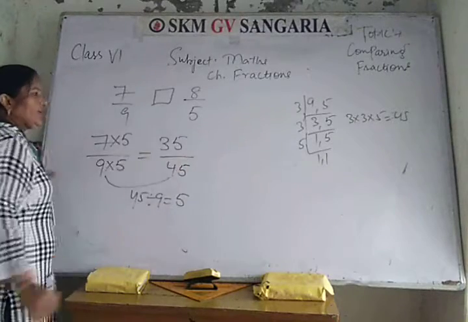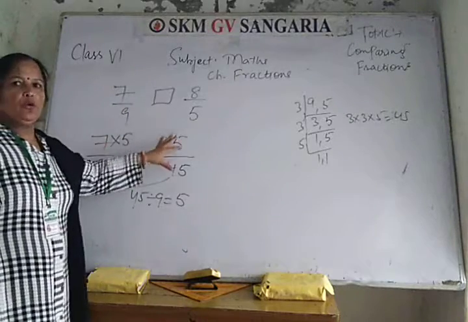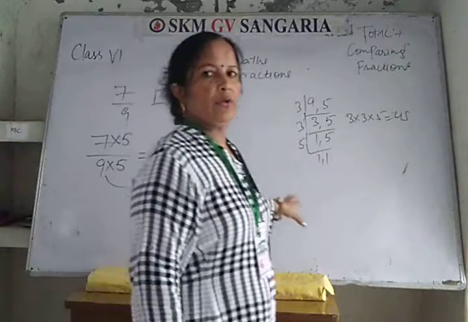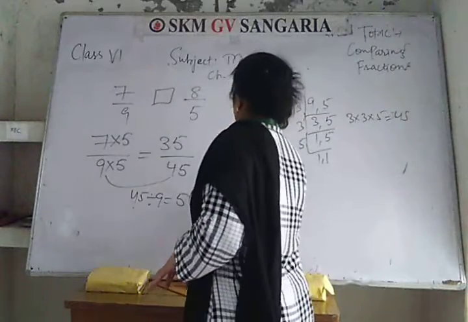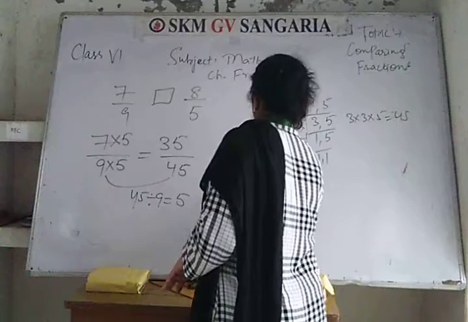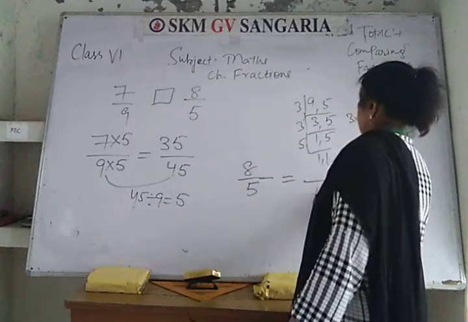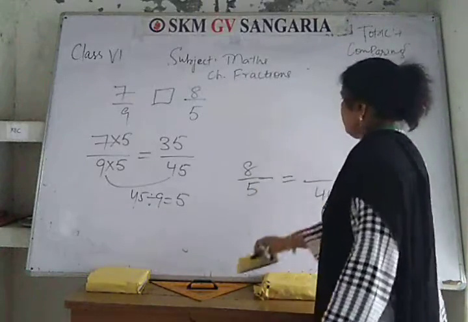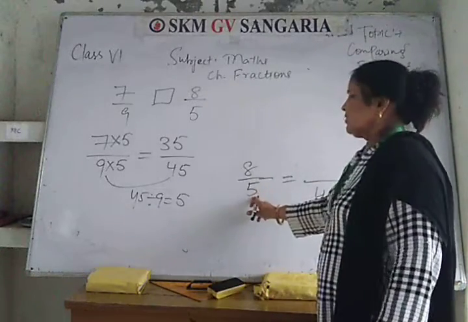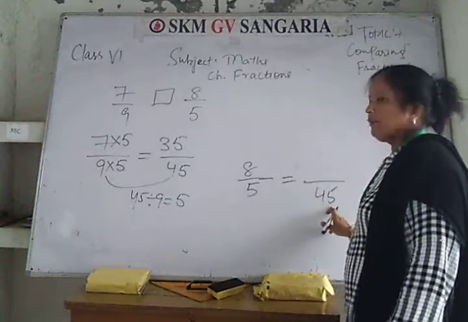7 5s are 35. Now this 7 upon 9 is converted into an equivalent fraction, that is equal to 35 upon 45. Next is 8 upon 5. I want to convert it into an equal fraction with the LCM here, that is 45. With which number will this 5 be multiplied so that you can get 45?